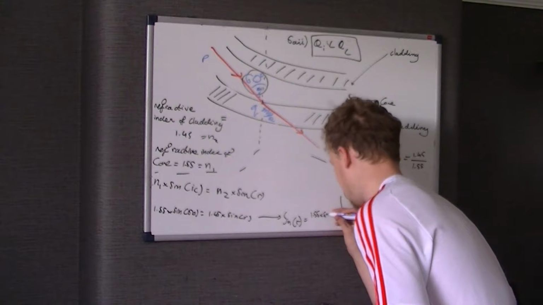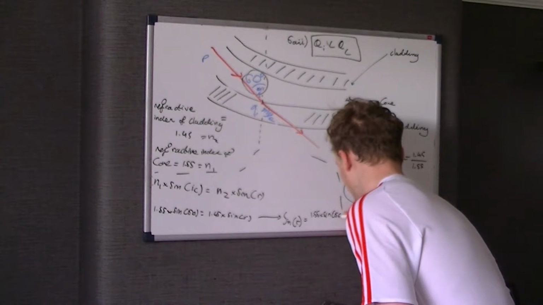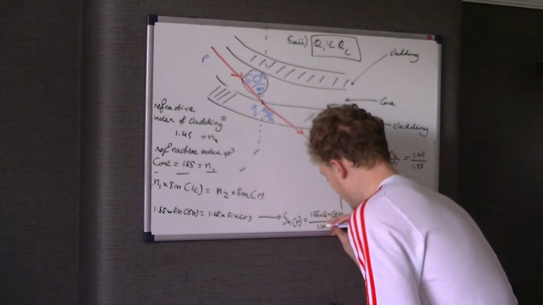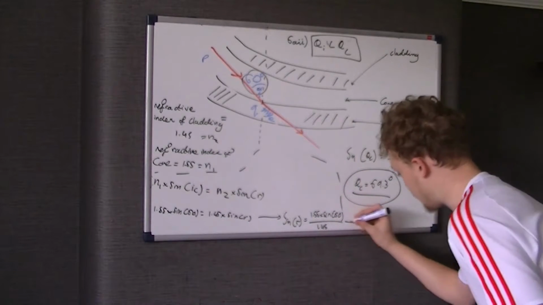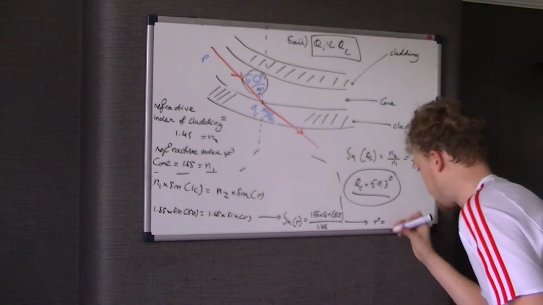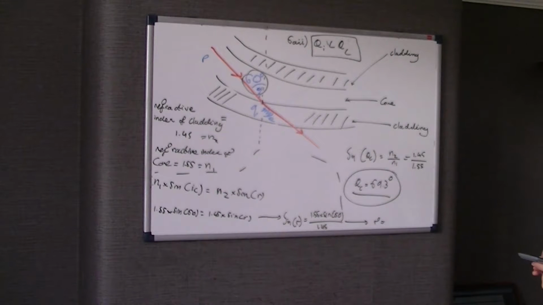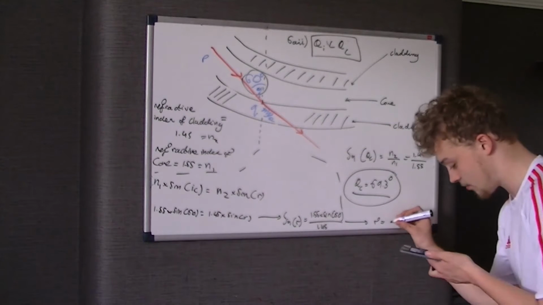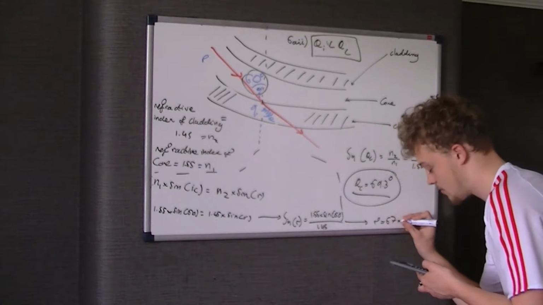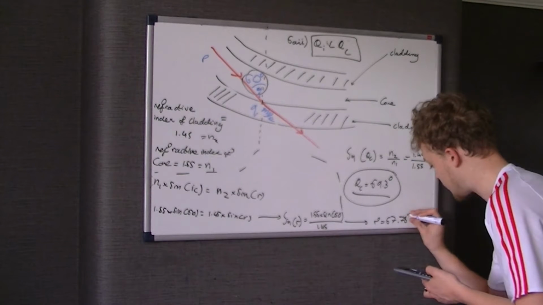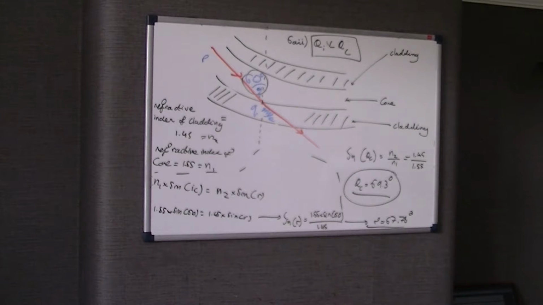1.55 times the sine of 60, over 1.45, and then you sine inverse that to get the refractive angle. So the refractive angle is the sine inverse of 1.55 times the sine of 60, over 1.45, and obviously you bracket it off. So therefore you get the refractive angle to be 67.78 degrees. Okay, and that would be your answer.